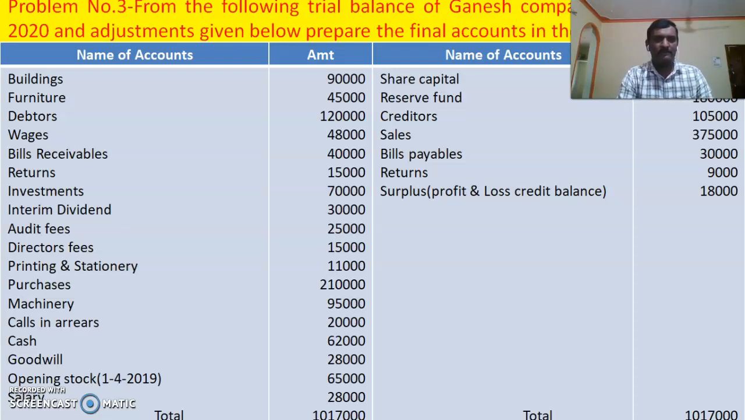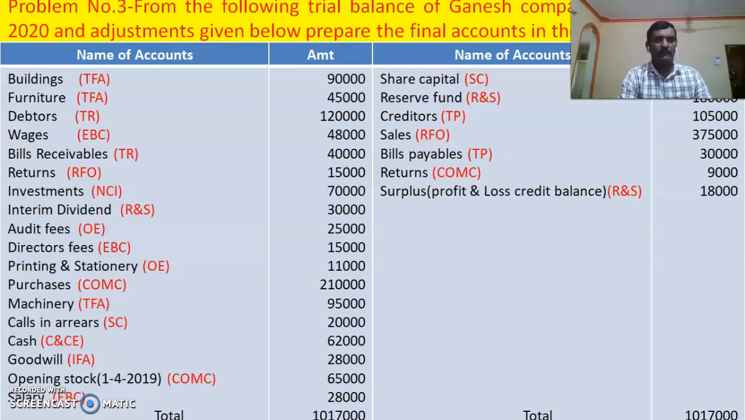First of all, the item of building is given at the debit side. This building is an item of tangible fixed assets. The next item, furniture, is an item of tangible fixed assets. Debtor is a trade receivable. Wages is an employment benefit cost. Bills receivable is a trade receivable. Returns is to be taken to revenue from operations. Then investment is a non-current investment. The interim dividend is taken under the head reserves and surplus.